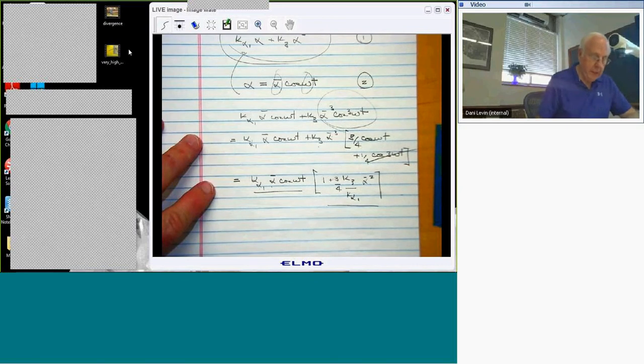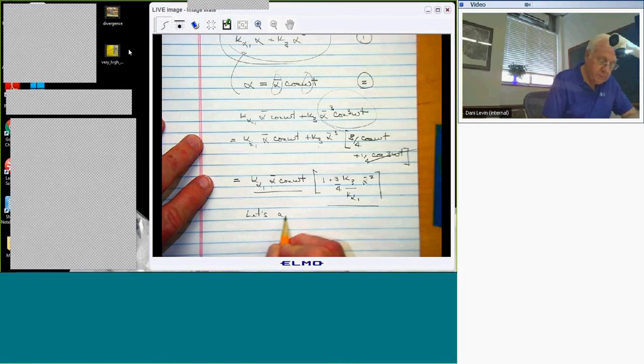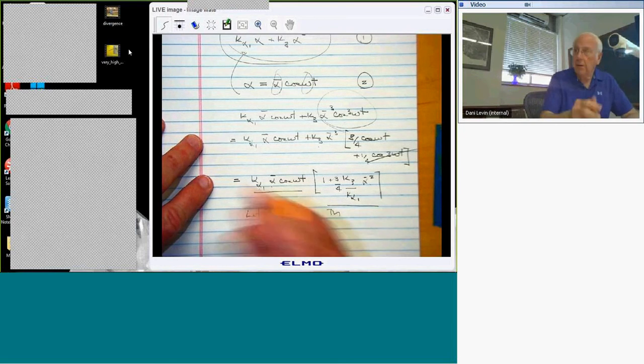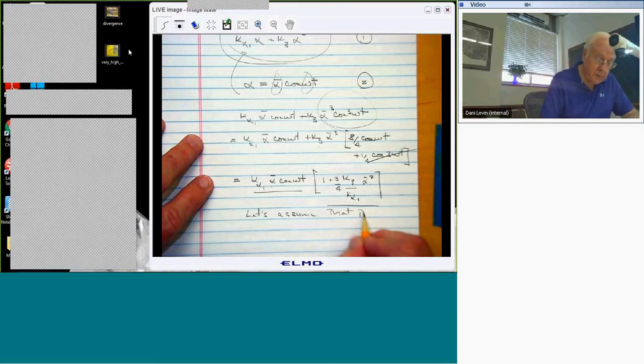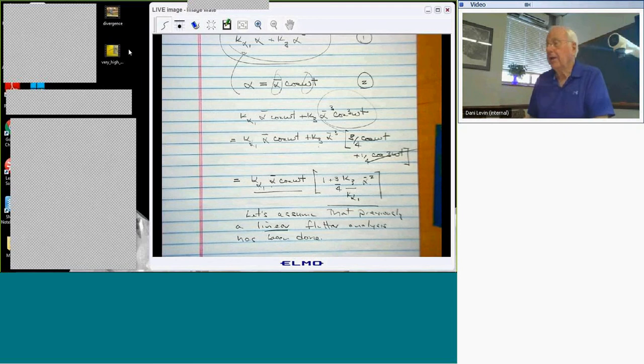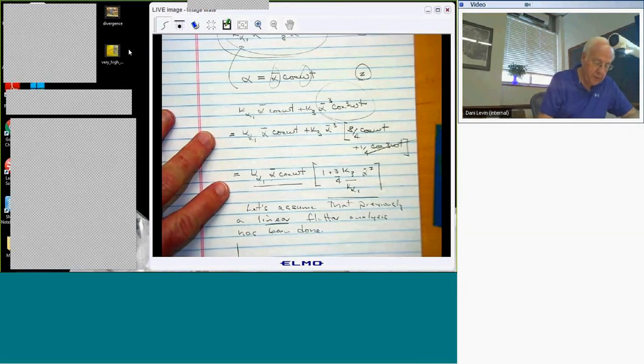Okay. So now, let's review the bidding. Let's assume that previously a strictly linear flutter analysis has been done. And by the way, note I haven't said anything about the aerodynamic model at all, other than it's linear. It's got to be linear. It can be Zona, it can be quasi-steady, whatever your favorite aerodynamic model is. Let's assume we've done that, and let's assume we have constructed the following theory.